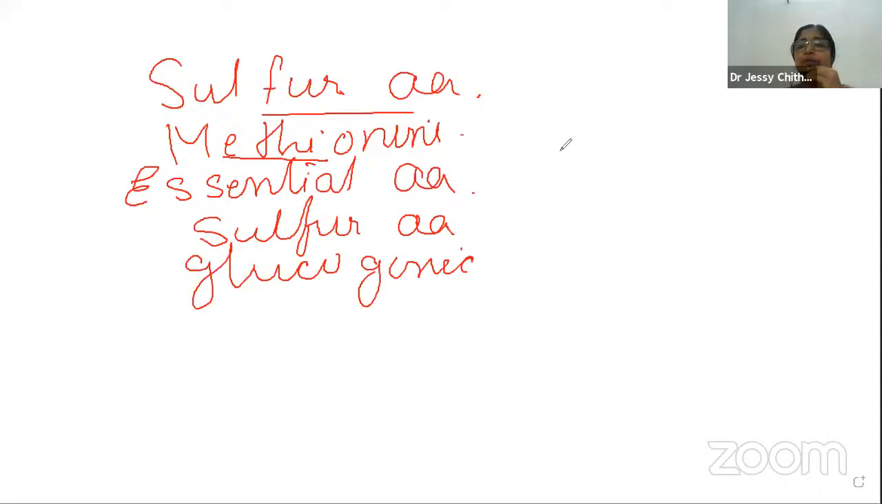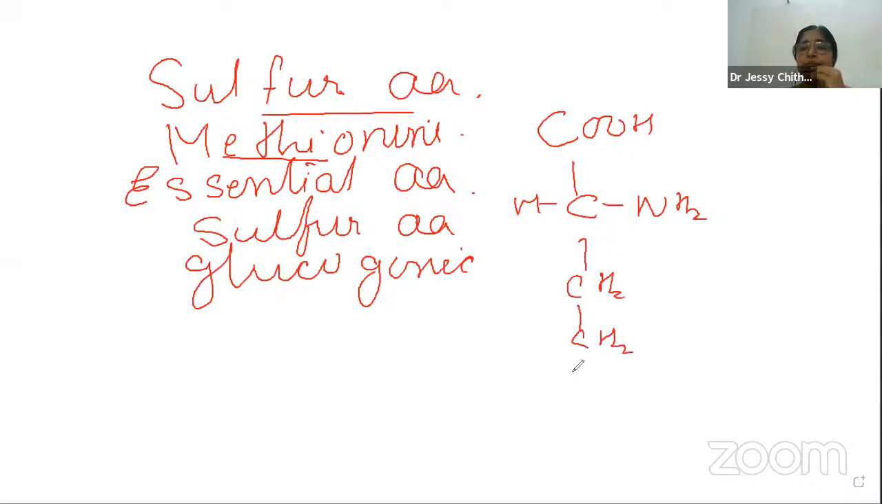Coming to the structure of methionine: COOH, CH, NH2, CH2, CH2, S, CH3. This is the structure of methionine. Here the sulfur is in a thioether linkage.